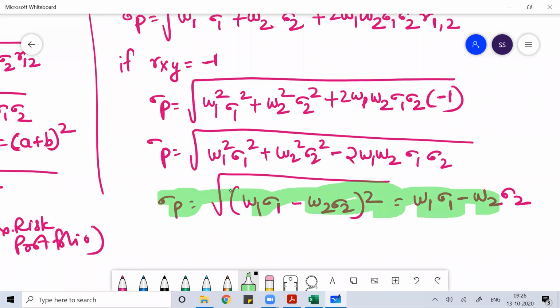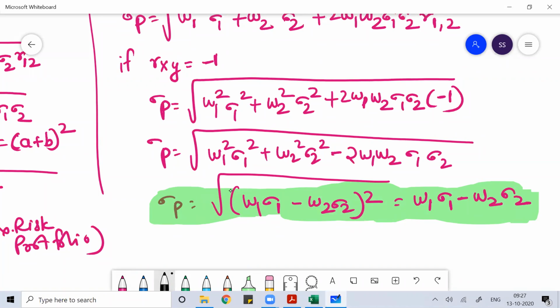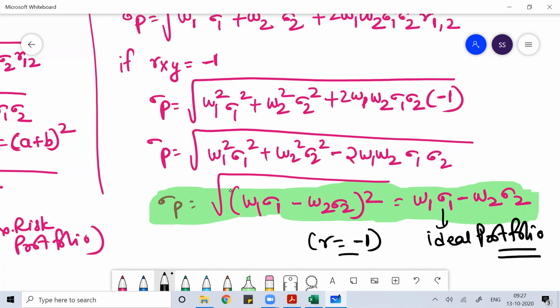You can see you're getting the minimum risk here. So if the R is -1, you can see this is the ideal portfolio, the ideal portfolio that you can get. This case happens when the R value is -1.